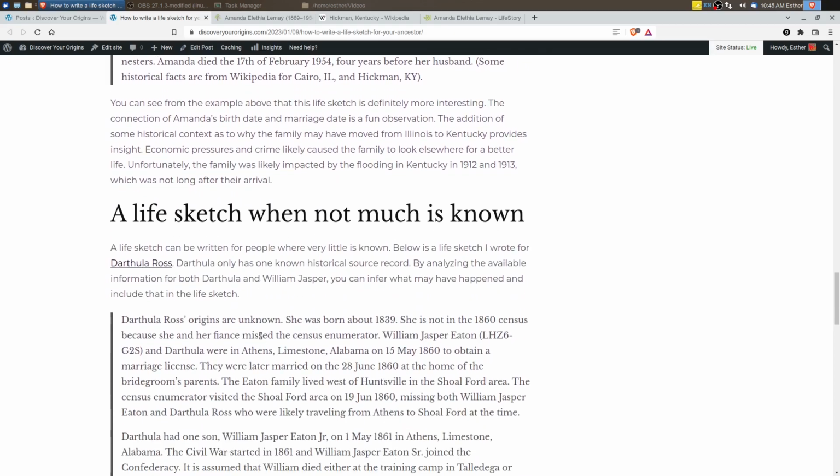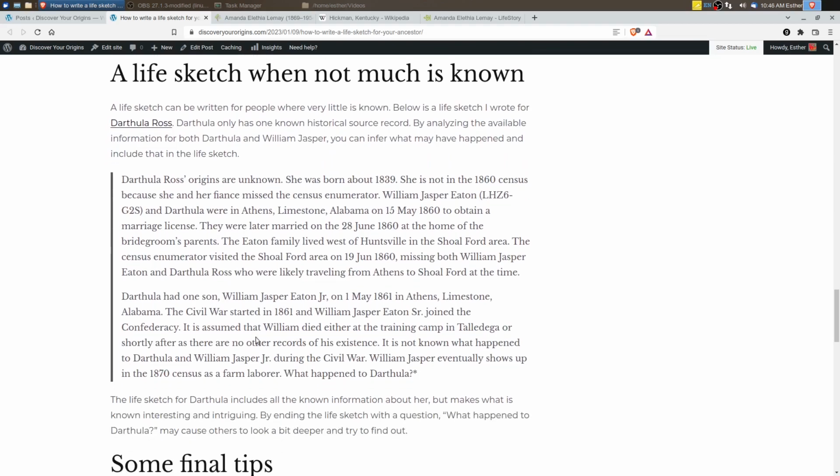You can also write a life sketch when not much is known, and this is especially useful when you're beginning a new research project on a person. For Darthula Ross, as I've mentioned in previous videos, we only have one known historical record, and that's her marriage record to William Jasper Eaton. And yet I could still write a life sketch. I included some details about historical events that were happening, where the family lived, and what may have happened. So there was a little bit of commentary that I included here, but I think that's okay because I'm also using this life sketch in my research with a hypothesis about what may have happened to her.